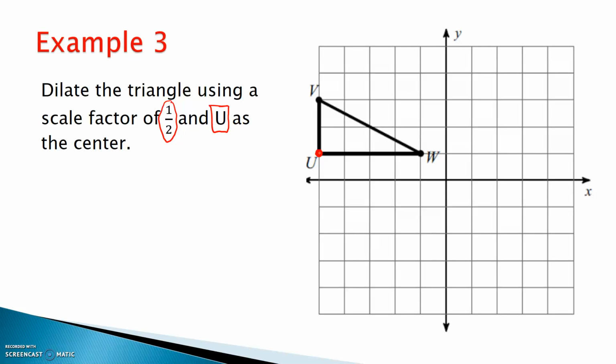All right, so let's go ahead and try this out. So from U to W, that was a distance of 1, 2, 3, 4.